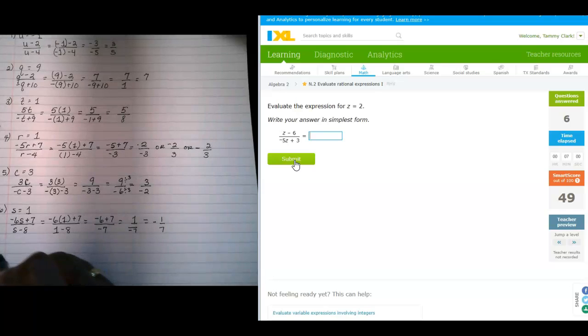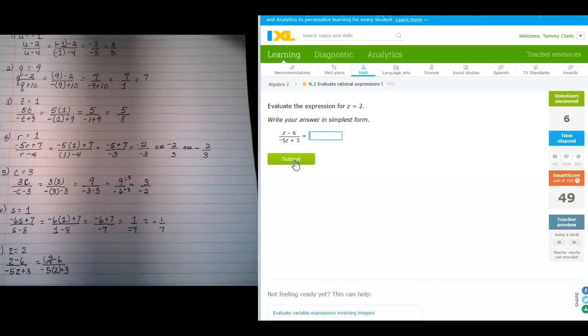Let's look at number 7. We've got z is equal to 2. And so our expression is z minus 6 divided by negative 5z plus 3. So z becomes 2 minus 6 and negative 5 times positive 2 plus 3. Now it doesn't really matter if you use these parentheses or not. I'm just using them to show that I actually did a substitution.